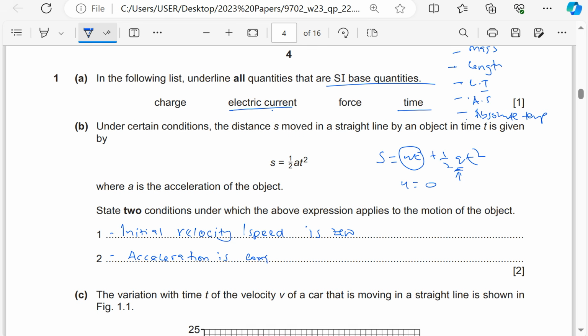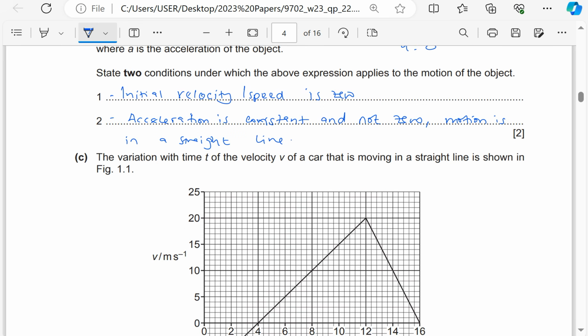So acceleration is constant and not 0, because if it is 0, then it is useless. So the body must, acceleration is constant and not 0, and motion is in a straight line. So the motion is in a straight line, okay.